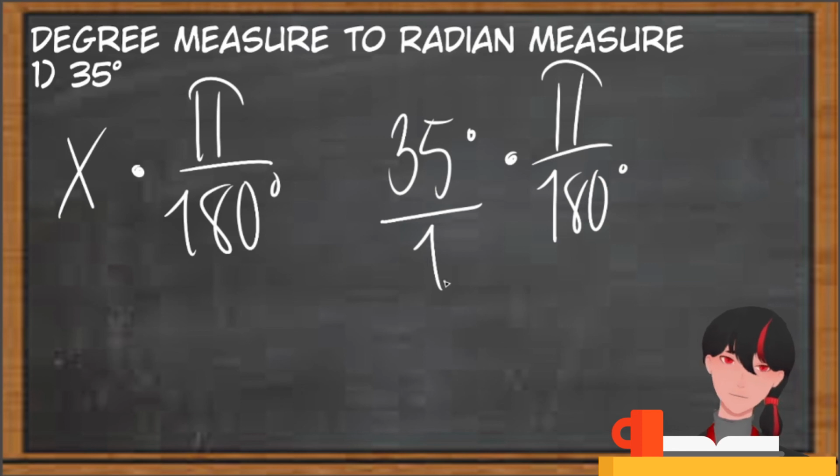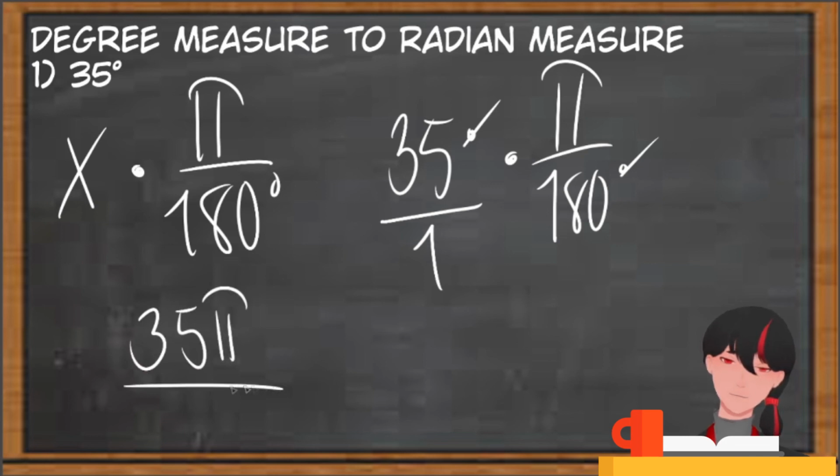Now, we must remember that you can actually cancel out units, so we must cancel out our degree unit in order for it to be the right kind of unit. So, you must cancel the unit of degrees on 35 degrees and 180 degrees. Now it's just a matter of multiplying the numbers. So it would be 35 pi over 180, since 35 times pi would be 35 pi, and 1 times 180 would of course be 180.